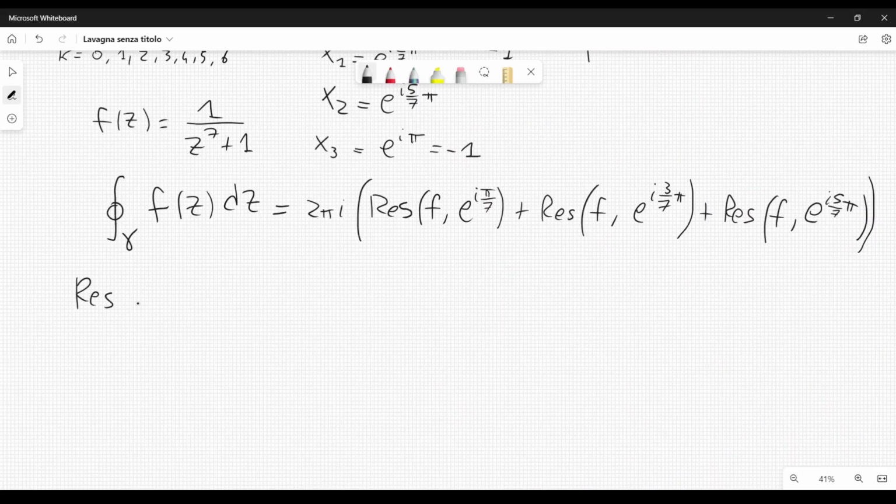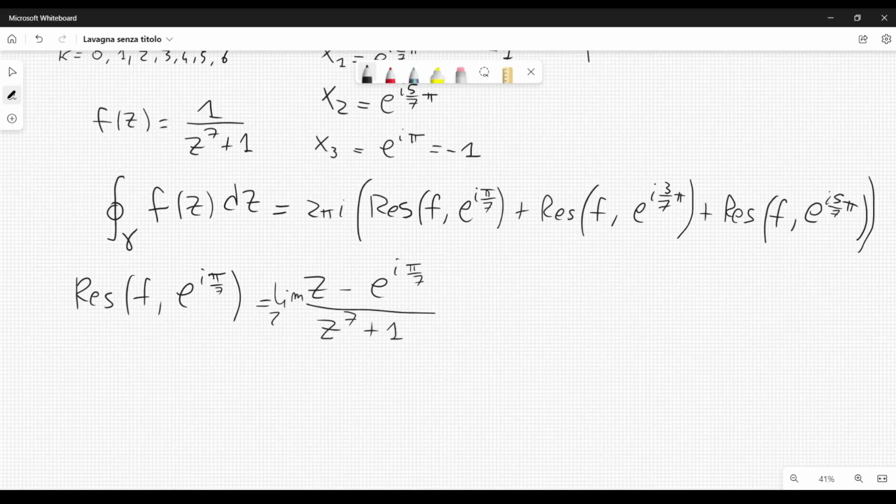The residue of the function f evaluated at e to the i pi over 7 is just, as you know, for poles of multiplicity equal to 1, we have to multiply the function by z minus the root, which is e to the i pi over 7, and then we divide by z to the 7 plus 1, which is the function f itself, right? So we multiply the function f by z minus e to the i pi over 7. And we have to calculate the limit of this as z goes to e to the i pi over 7.